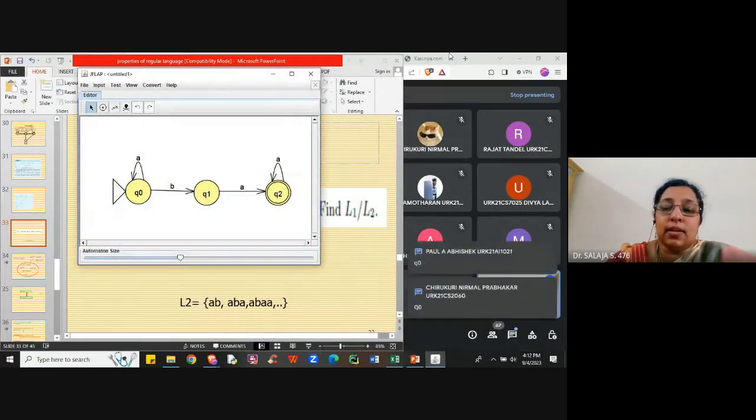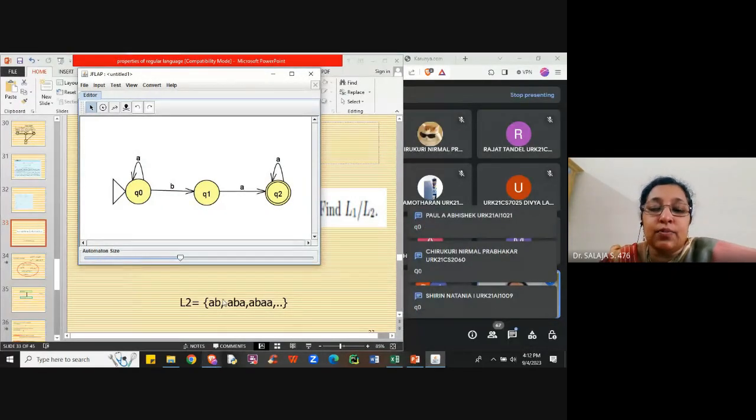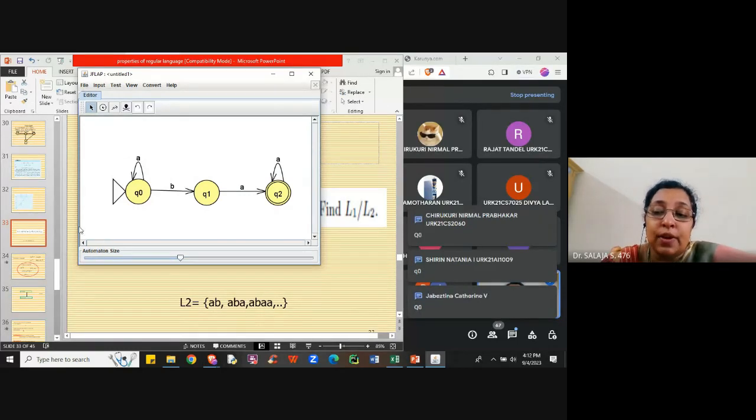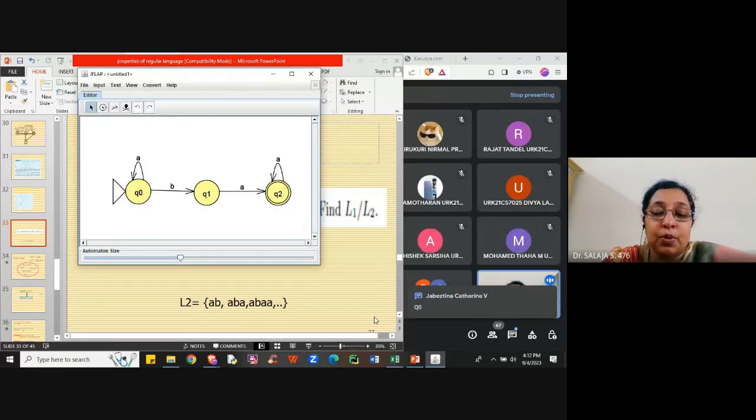Okay, the answer is Q naught. The reason is when you take the first string, it doesn't satisfy any of the conditions, but when you take the second string from Q naught, you can read A, which reaches Q naught itself, and then on B it moves to Q1, and it reaches the final state on reading A. So Q naught acts as the new final state.